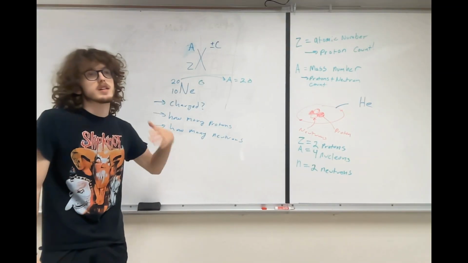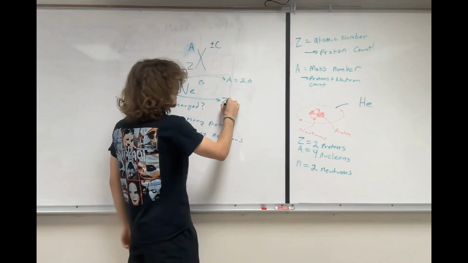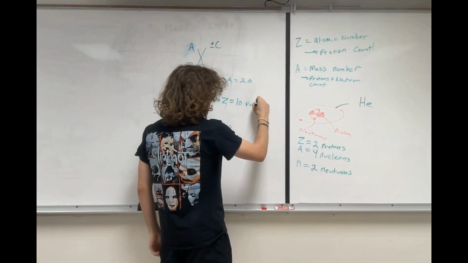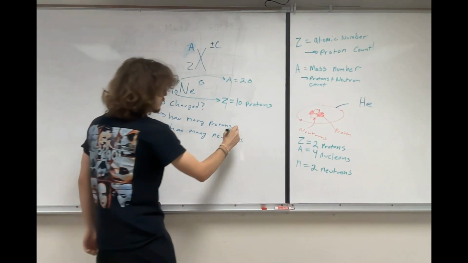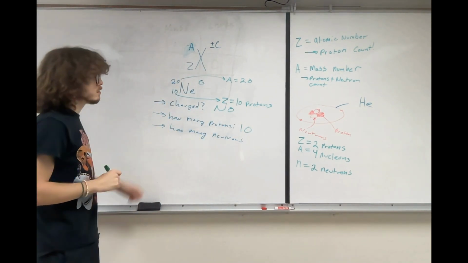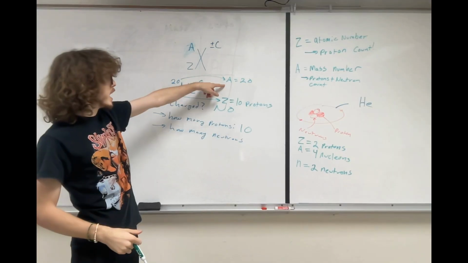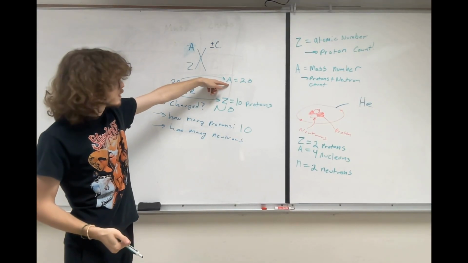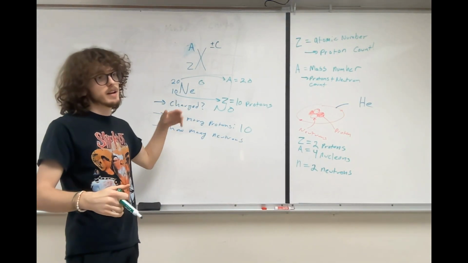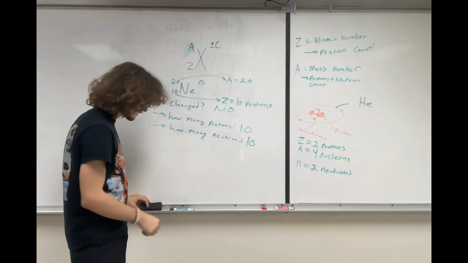There's some amount of protons, some amount of neutrons. If we look at this 10 down here, this is the atomic number, which is the proton count. So there are 10 protons. Is it charged? No. But how many neutrons? How do we find that? Recall that the mass number A is 20 nucleons, but Z is only 10 protons. So 20 minus 10 leaves 10 neutrons. There are 10 neutrons here.